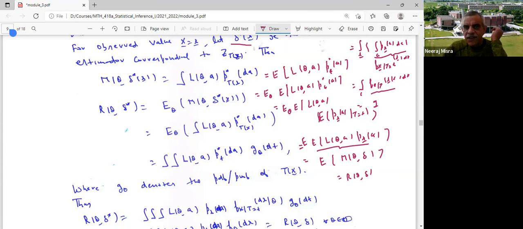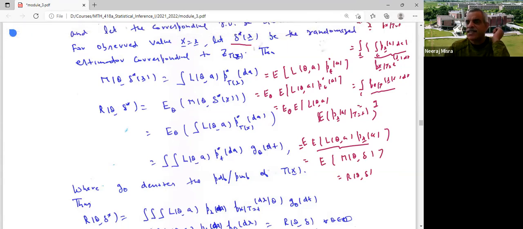It is just a matter of writing the expectation as a conditional expectation. That's all, because you can go backward. R theta delta was the expected value of the loss of theta delta, which is the same as the expected value of L theta A into P X A, right? That is what it says. Now I write this expectation as the expectation of a conditional expectation. So going backwards, your expectation has been written as the expectation of a conditional expectation, and then you finally go back to P T star, right?